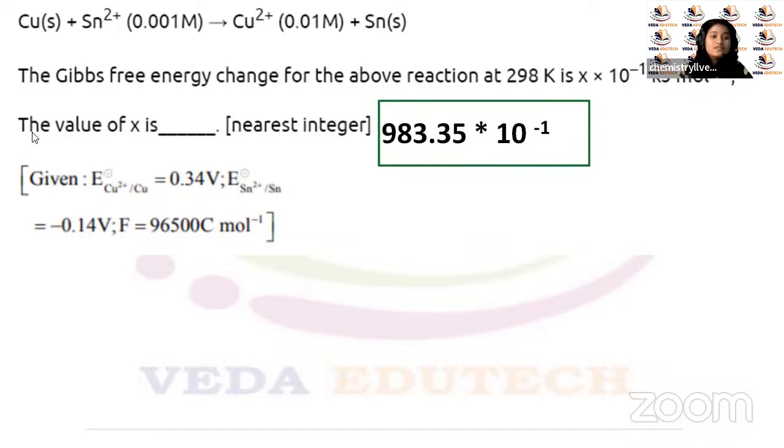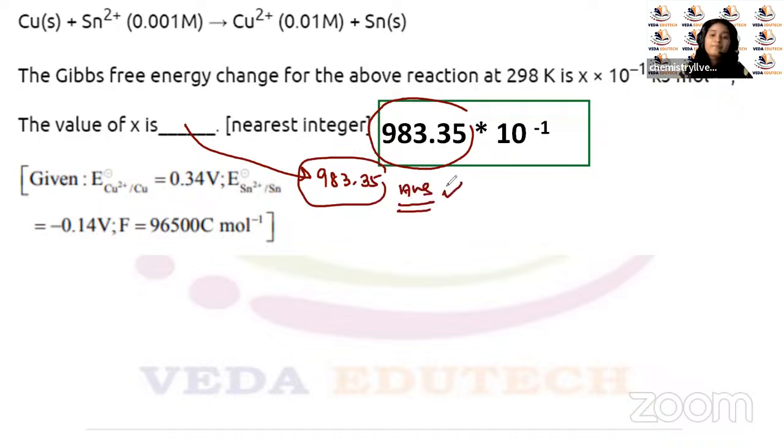So what is the answer that you're going to write? You're going to write only this as the answer. So your answer is going to be, children, 983.35. Yeah. So this is going to be your answer. Okay. So that is how you were supposed to solve that question. Okay. Moving on to the next question.